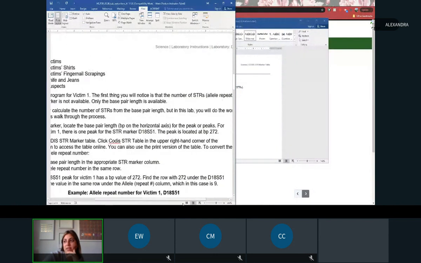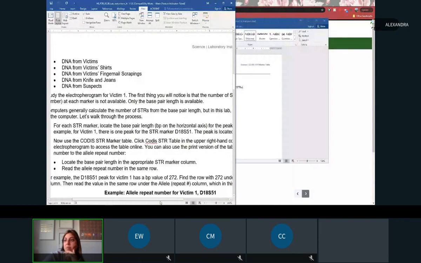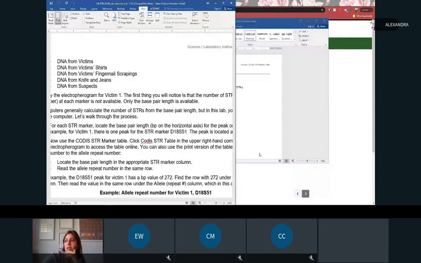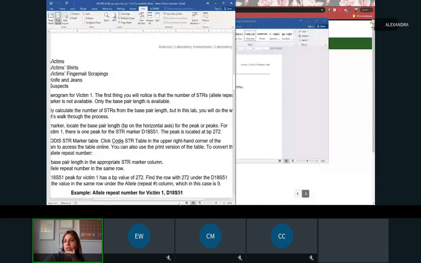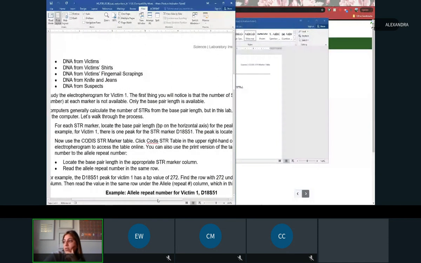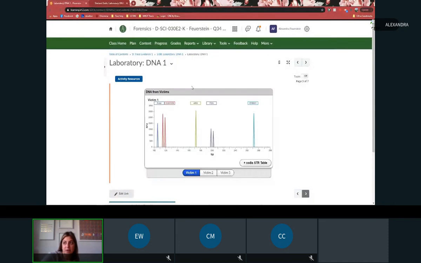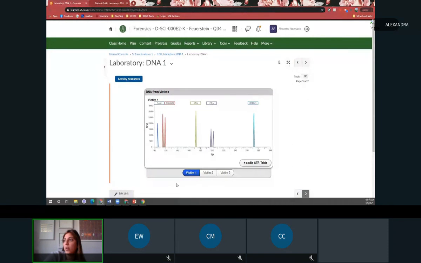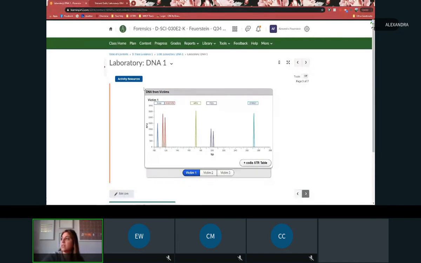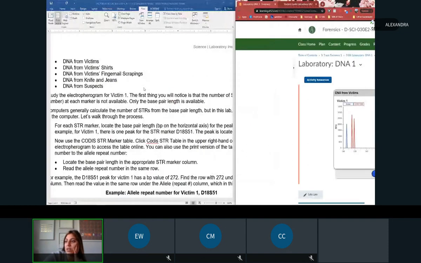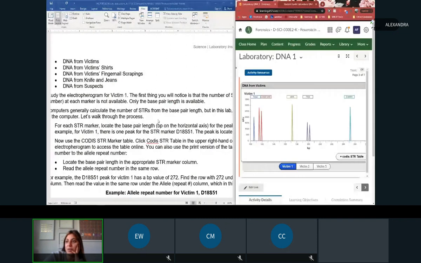for the peak or peaks, and then for example, for victim 1, there is 1 peak for the STR marker. The peak is located at BP 272. So what we're going to do is, if we move on, they have the information right here. Let's move this one to the right, and then we can look at this. Okay, so they're giving us an example on how to do it first.